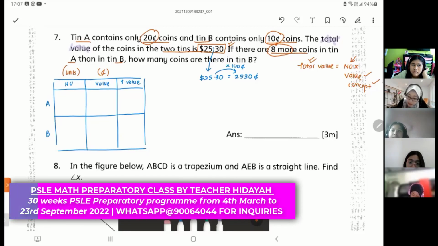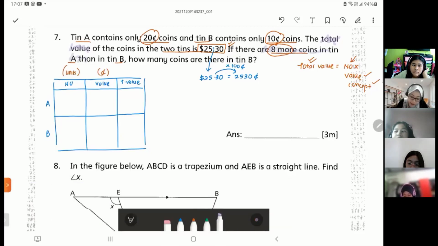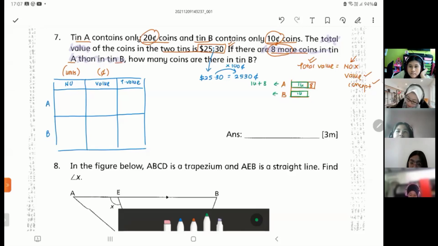Now, my issue is this part here. If there are 8 more coins in tin A than tin B, how many units then? How do I represent this as units? This is how we do it. So A and B. Tin A has more than B, right? So I draw A longer, B shorter. How much more does A have? 8 more coins. So this portion and this portion are equal, which means 1 unit and 1 unit. So A is actually 1 unit plus 8 and B is simply 1 unit. See, I got them in units already.